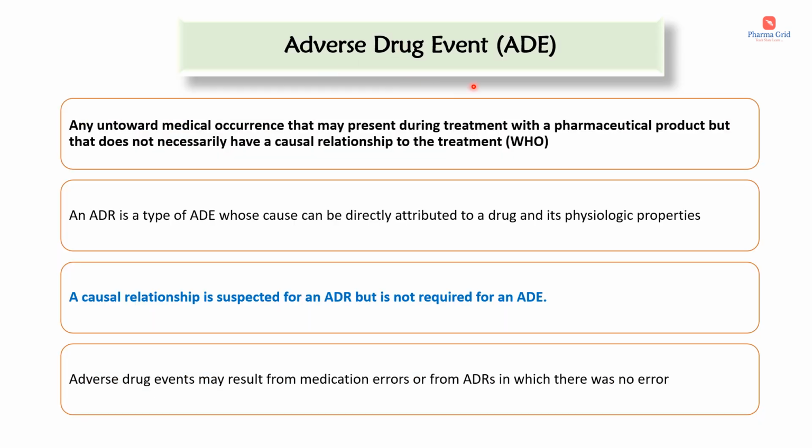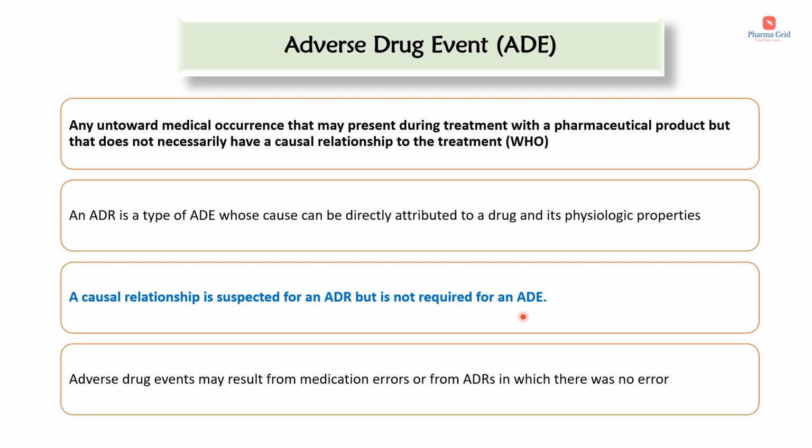Next one is adverse drug event. It is any untoward medical occurrence that may present during treatment with a pharmaceutical product but that does not necessarily have a causal relationship to the treatment. This is the definition of adverse drug event as per the World Health Organization. An ADR is a type of adverse drug event whose cause can be directly attributed to a drug and its physiologic properties. A causal relationship is suspected for an ADR, but it is not required for an adverse drug event.